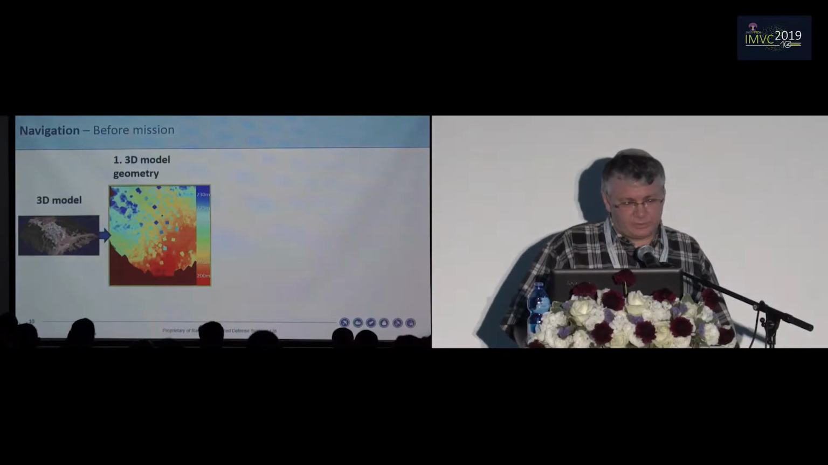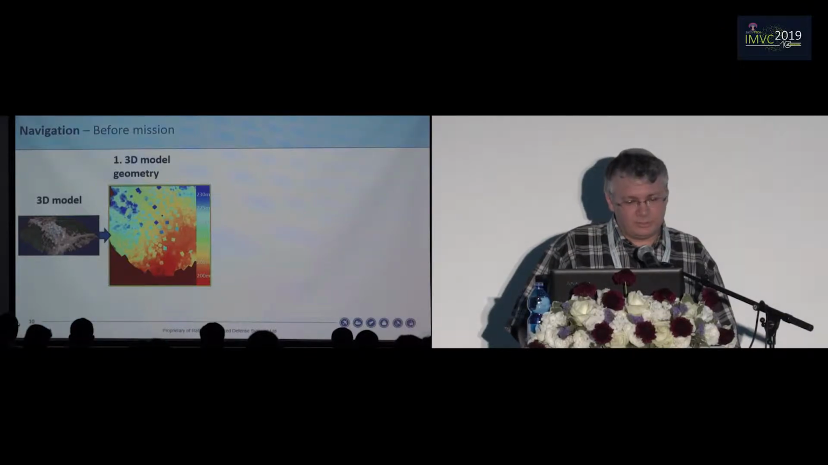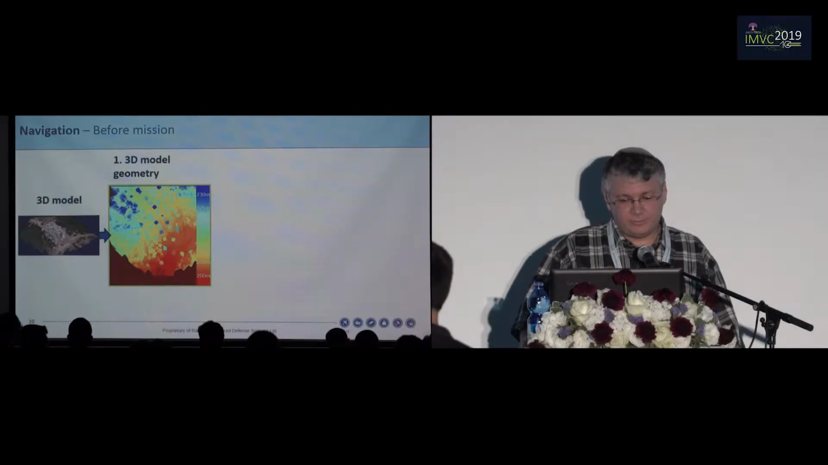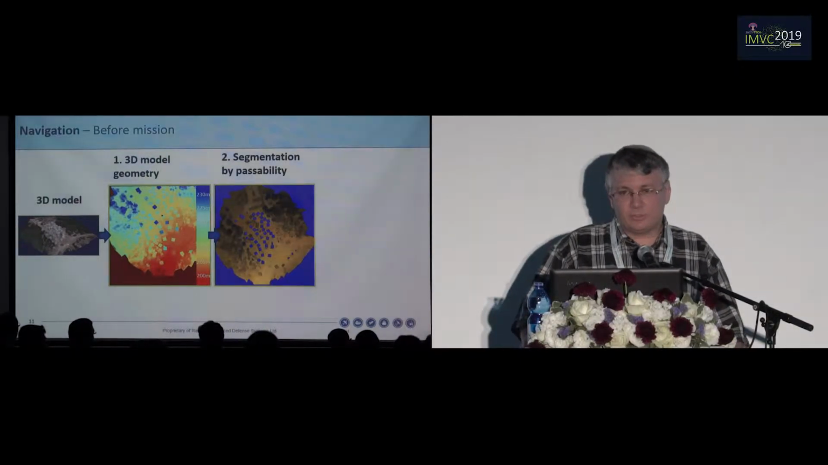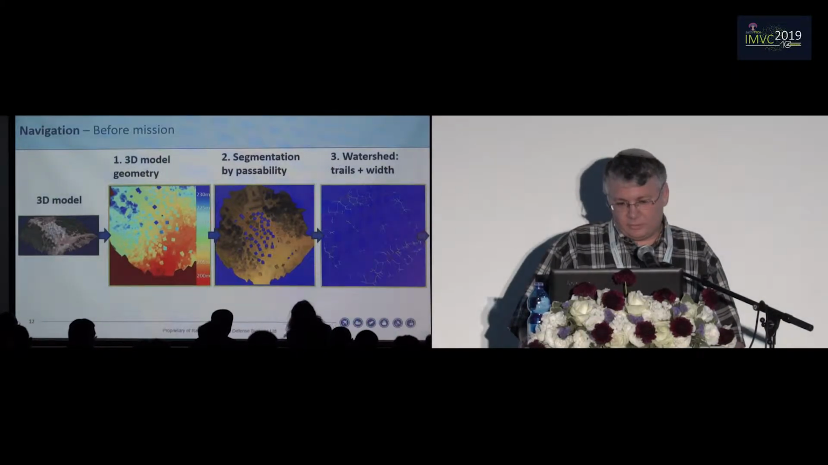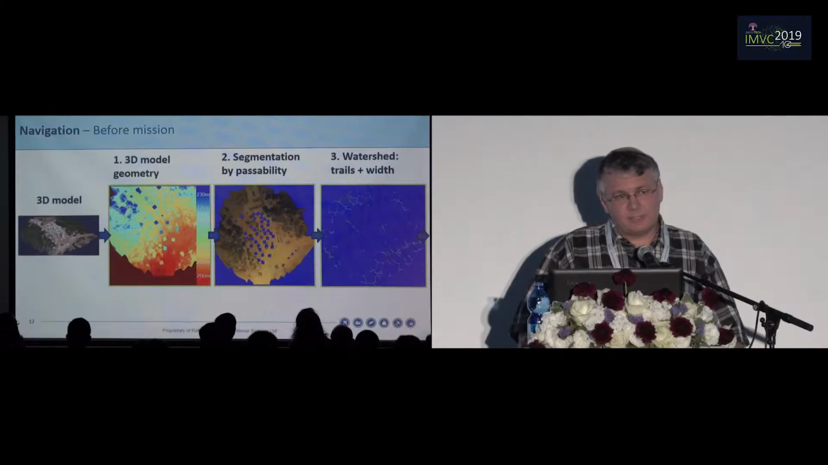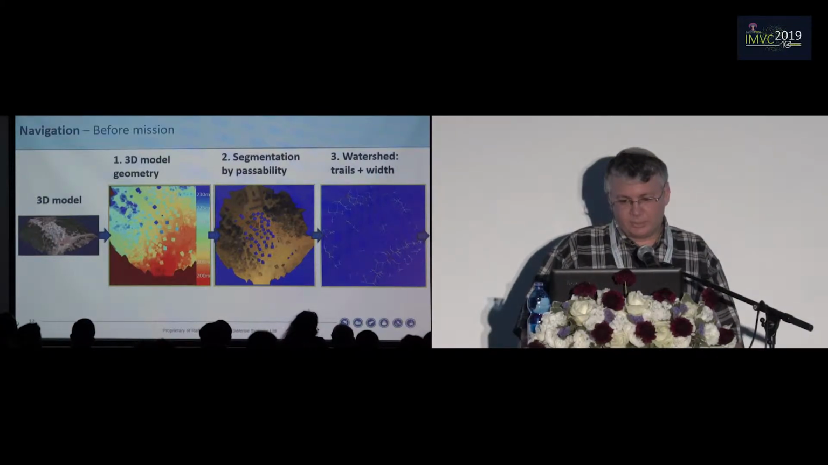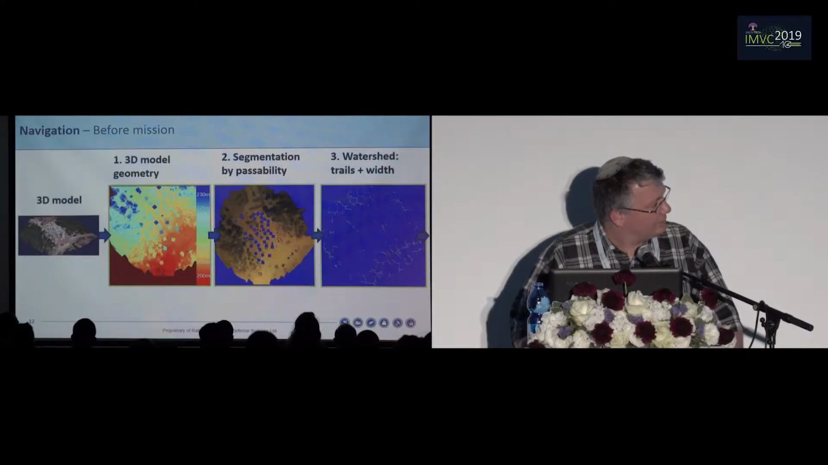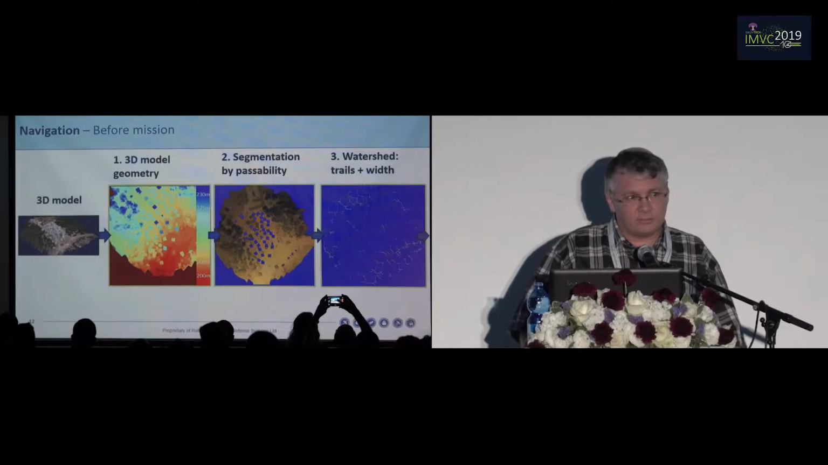So let's focus first on the navigation system. How do we do it? So we start with the 3D model, and we extract the 3D geometry from it. Then we do segmentation by passability. And then we use watershed segmentation on the distance-from-obstacles map to get the trails. And you can see, color-coded, I don't know if you can see it, the width of each trail is color-coded in this map.